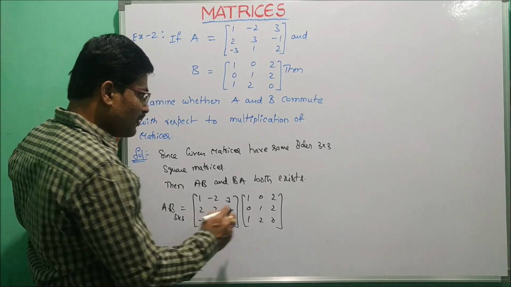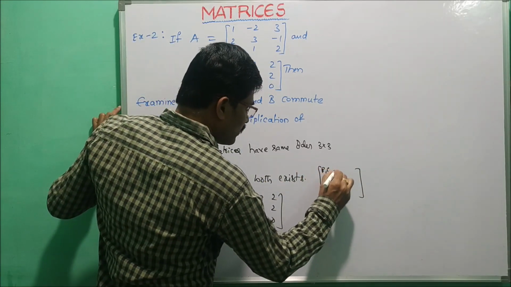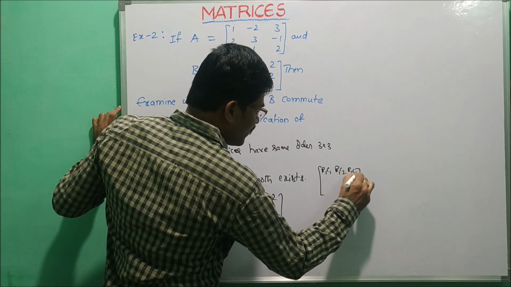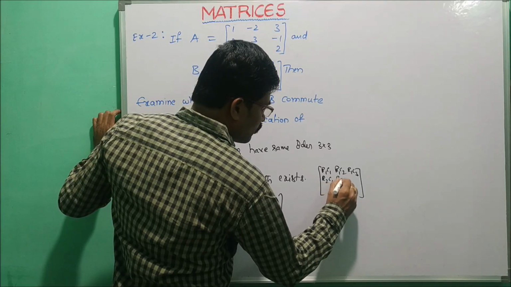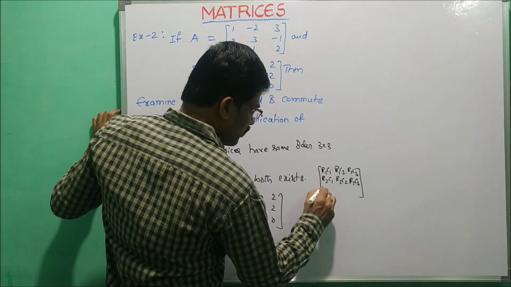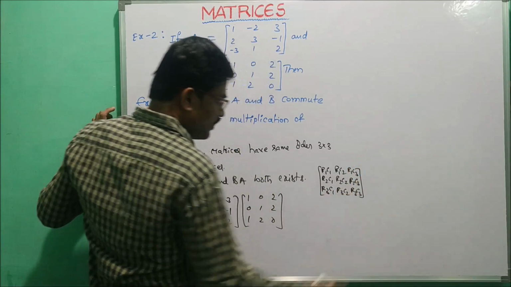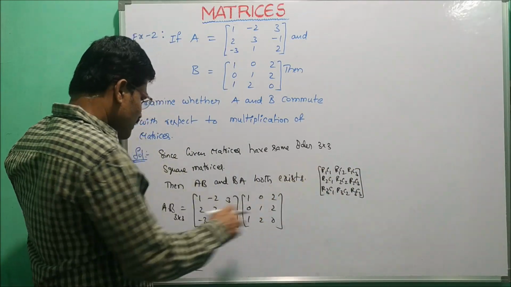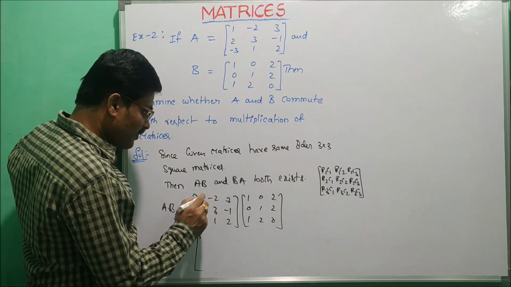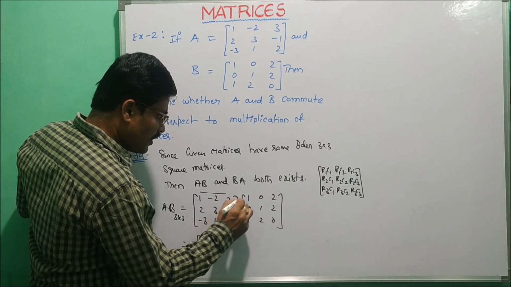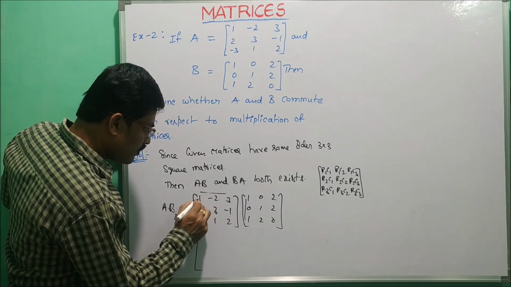Now in that matrix we follow the procedure: R1C1, R1C2, R1C3. Similarly the second row: R2C1, R2C2, R2C3. Third row: R3C1, R3C2 and R3C3. So these are the elements in the resultant matrix AB. Now we take R1C1. In the first matrix we take the first row, and in the second matrix the first column. Now observe 1 into 1.